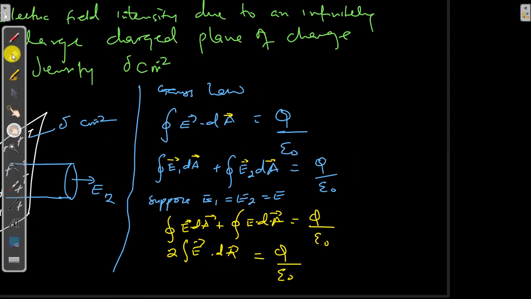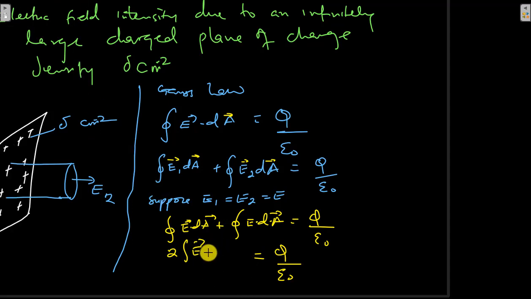So E dot dA, okay, that's better. So we have twice E times A equals, what's the charge enclosed by our Gaussian surface? Well, that's the charge density times the area of our Gaussian surface, which in that case is A, divided by epsilon naught. As you can see, A cancels on both sides.